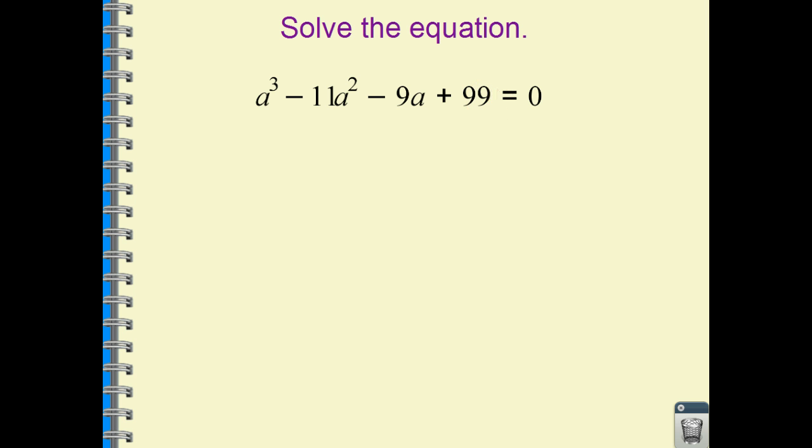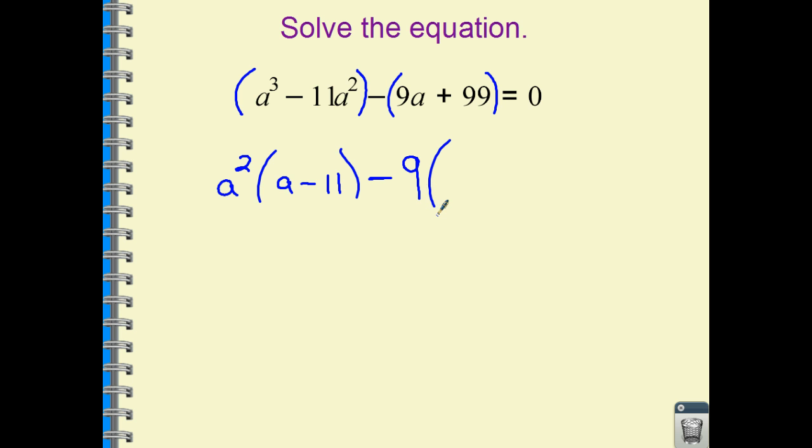So since there are 4 terms, let's group them. I have the first binomial, and then I have what? Minus the second binomial. Taking out an a squared would be a nice beginning. So what are we left with? A minus 11. And then we have this subtraction sign. So we have this negative. There's a 9 in common, so I take out my 9. And we go back in.